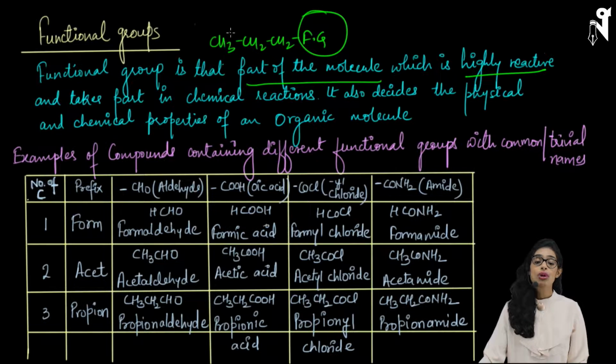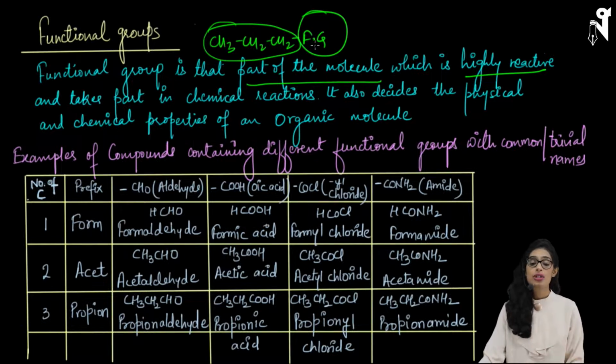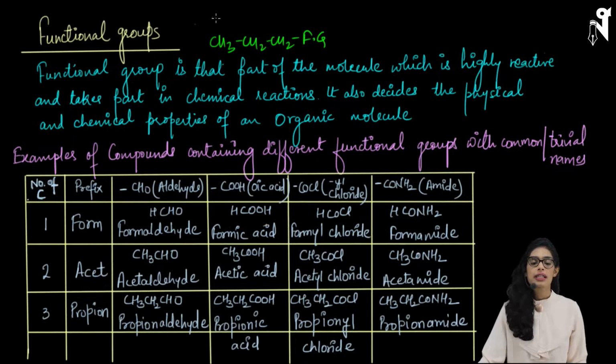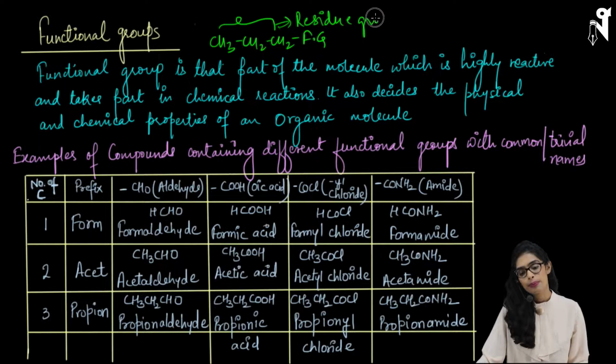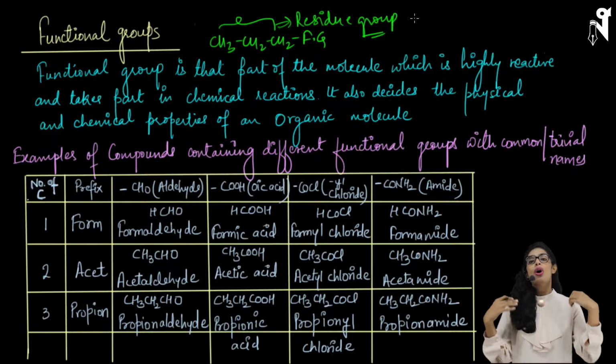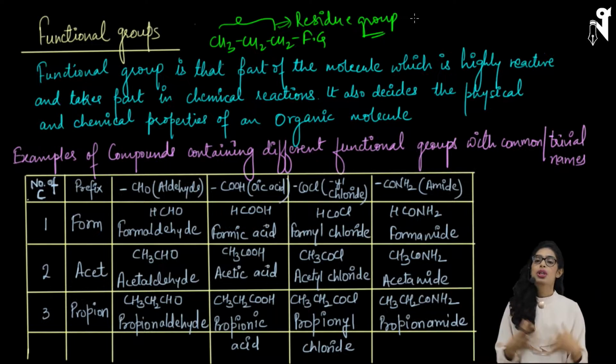When it comes to showing a reaction, the carbon chain will show a lesser or slower reaction as compared to the functional group. The functional group will take part in the chemical reactions and will also decide the physical and chemical properties of an organic molecule. If the functional group is present, then the carbon chain present over here is called the residue group. The carbon chain is called the residue group or alkyl group, or, as I told you, the substituent chain, and so on.